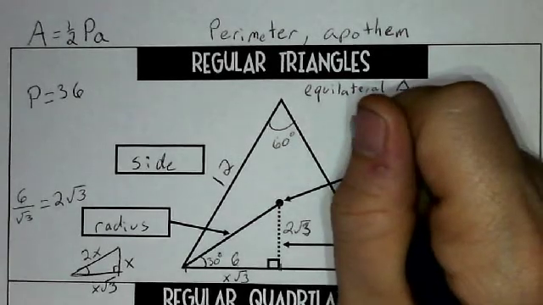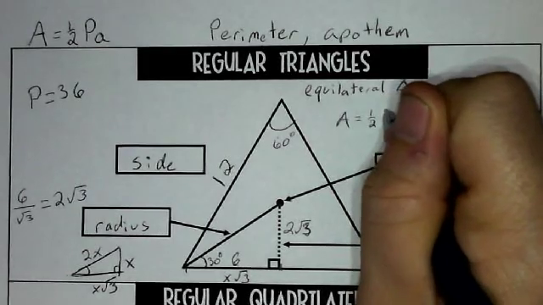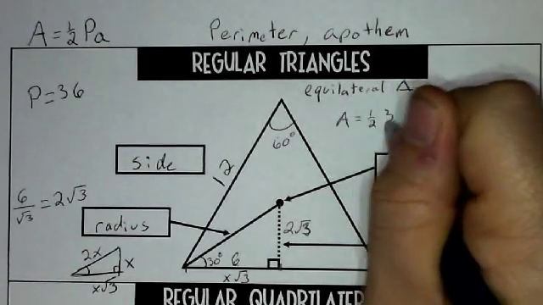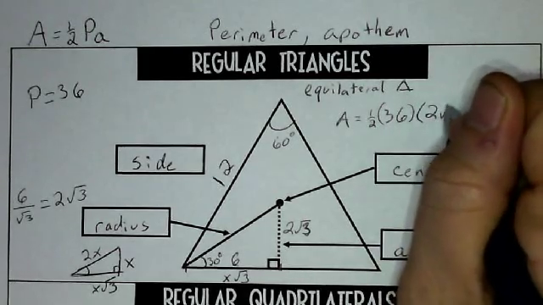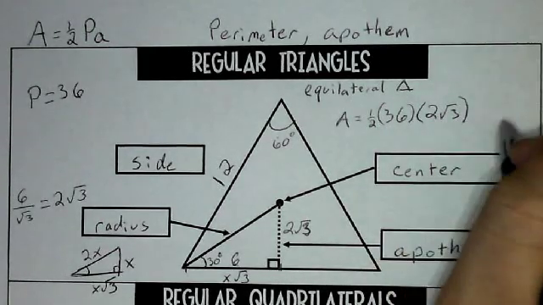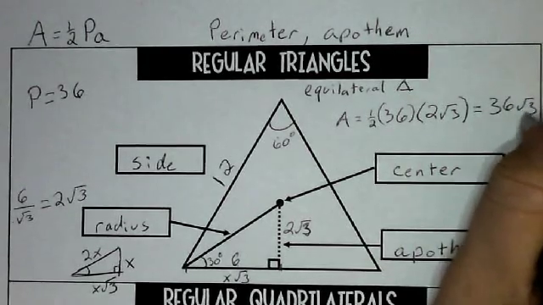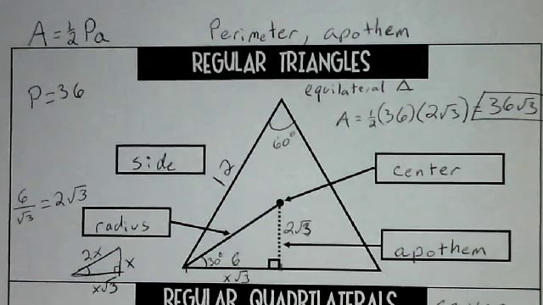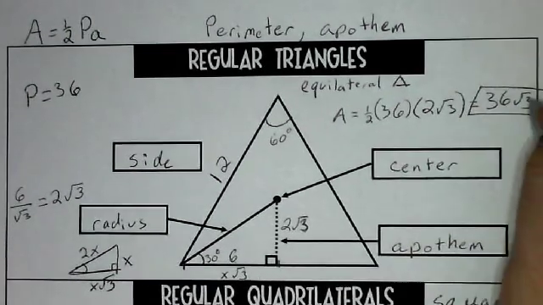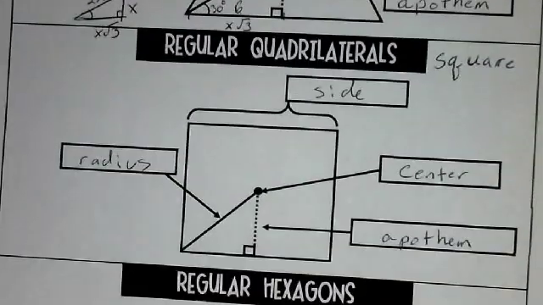And to plug this in, I would do that my area equals 1/2 of the perimeter times the apothem, which gives me 36 square root of 3 as my area. Let's see how that works for squares.